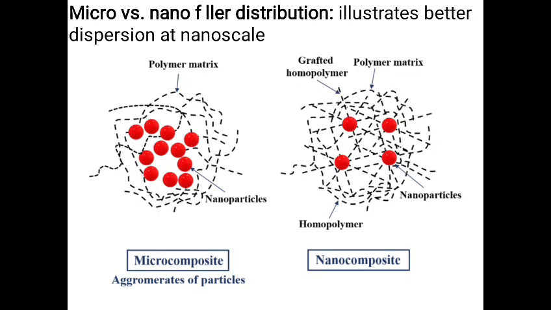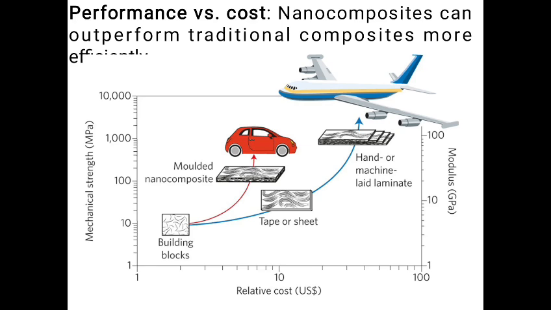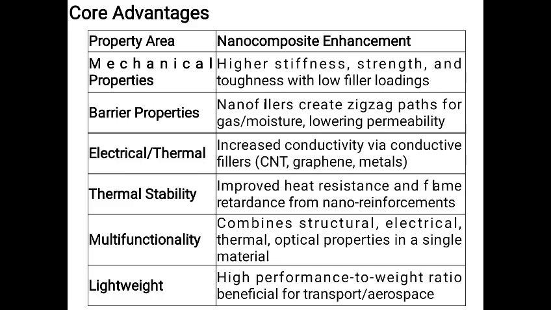This is a comparison between a micro as well as nano filler distribution, and it illustrates better dispersion is available at the nanoscale range. So here we are comparing a micro composite material where the fillers are in a micro size, and the other one is a nano composite material where we are using nano scale fillers. Performance versus cost comparison, we can see that the nano composites can outperform the traditional composites more efficiently in terms of both performance as well as the cost of manufacturing.